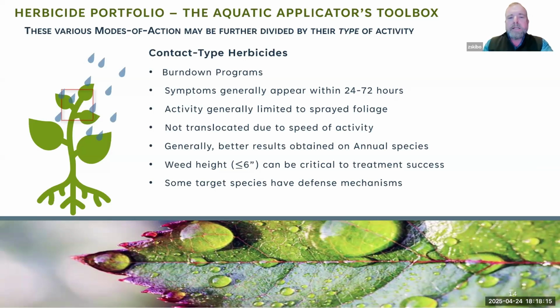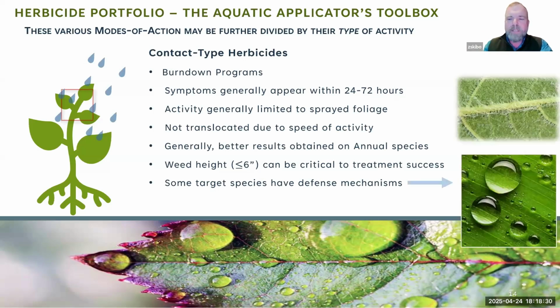Now, with your contact herbicides, the size of your plants is very critical. So obviously you want to go out when they're small as opposed to when they're big. And some of the target species that we may go out after have defense mechanisms like hairy leaves or waxy surfaces. So you do need to take that into account.